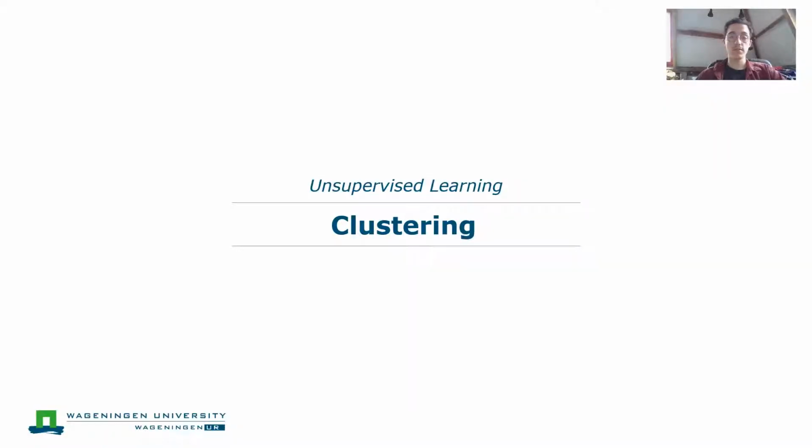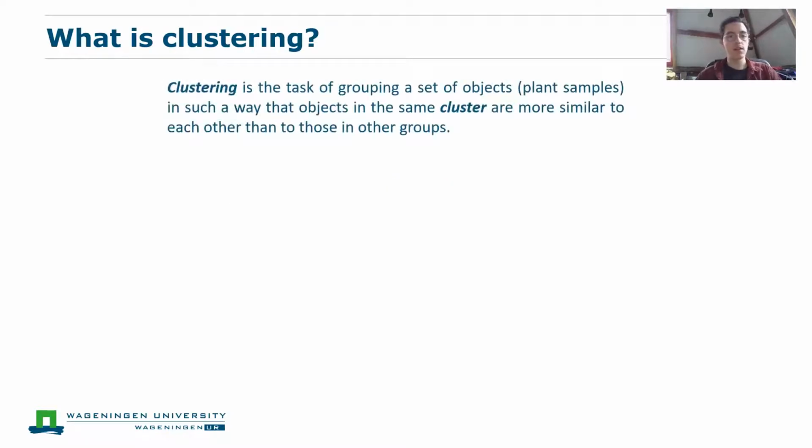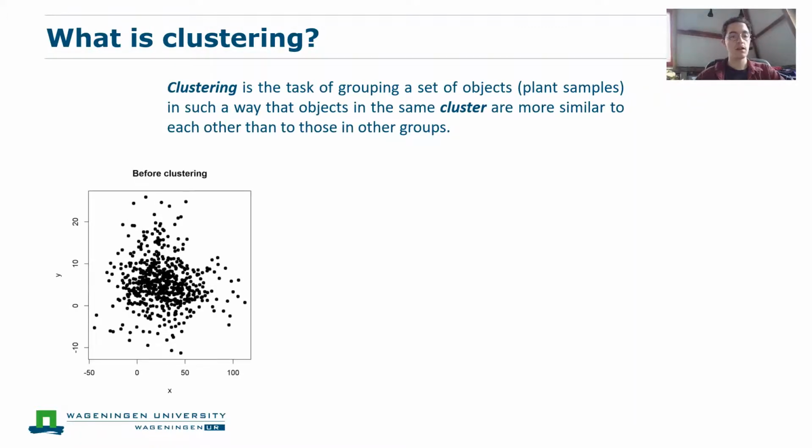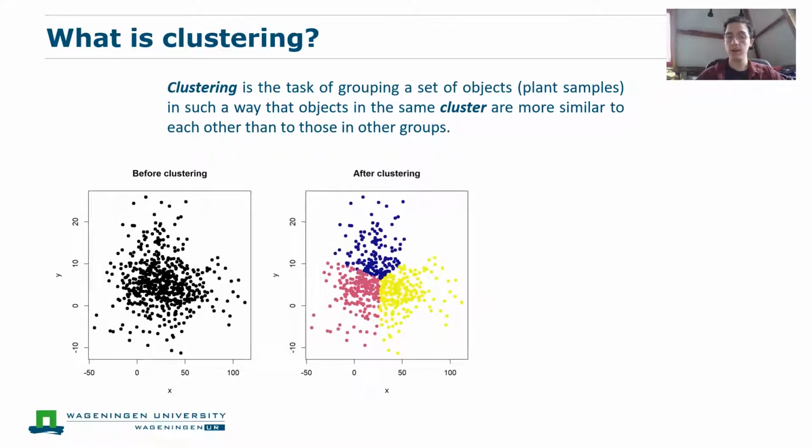Hello. So now we're going to talk about clustering. What is clustering? It's nothing else than grouping, than trying to find within a set of samples which of them are more similar to each other. How can I group them best?